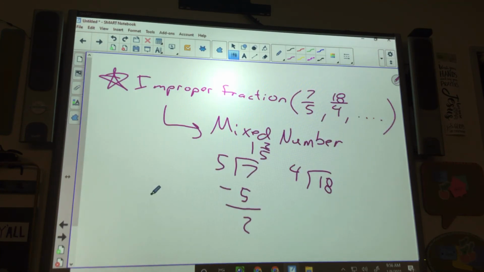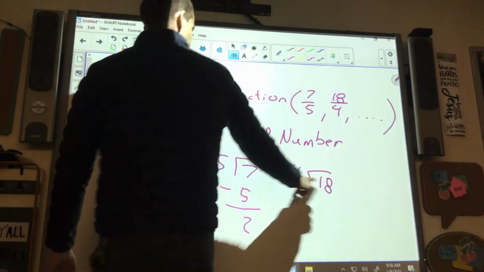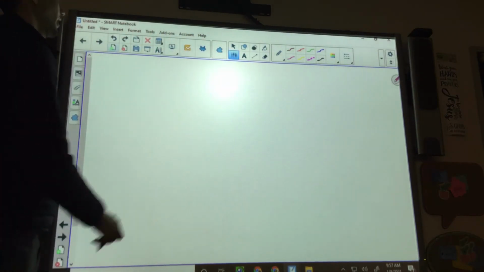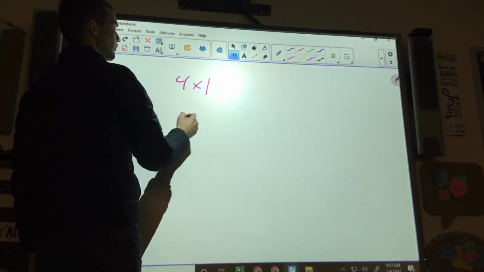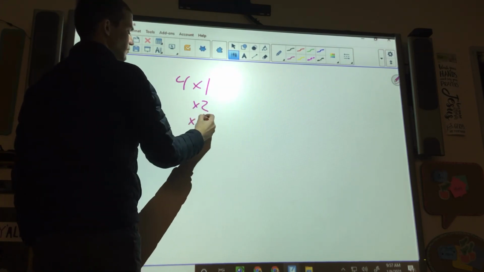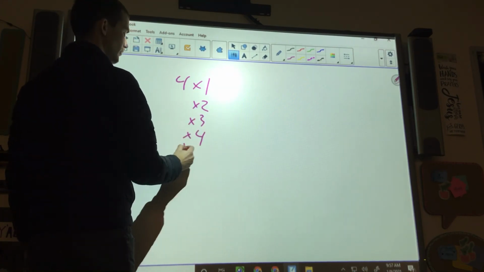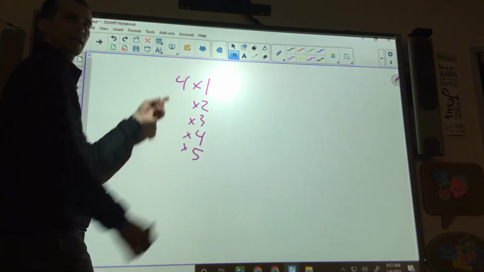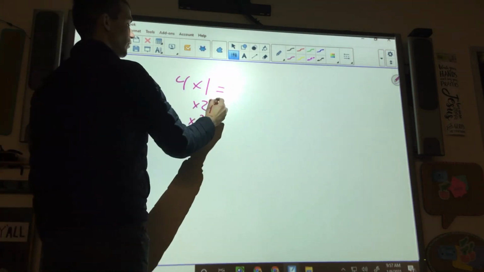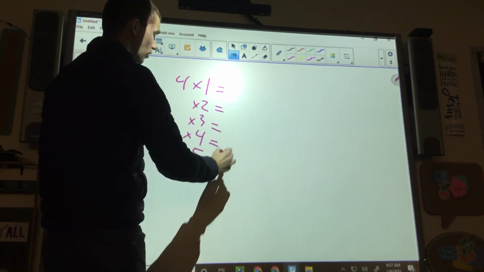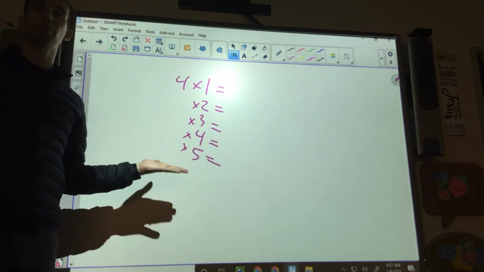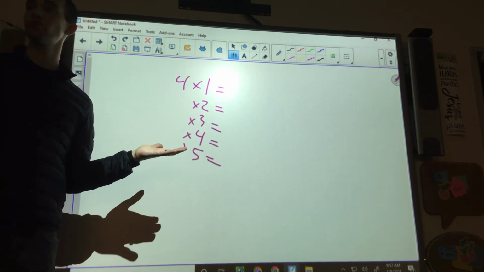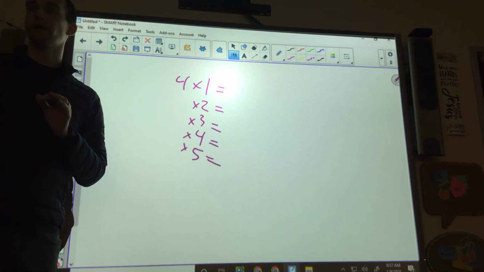And that was weird, it froze itself. If you don't know how many times 4 goes into 18, you're going to have to do this: 4 times 1, times 2, times 3, times 4, times 5, and think, hey, 4 goes over here. You're going to have to write out what each of them equals. This is why we practice your multiplication tables so much. You should know at this point.